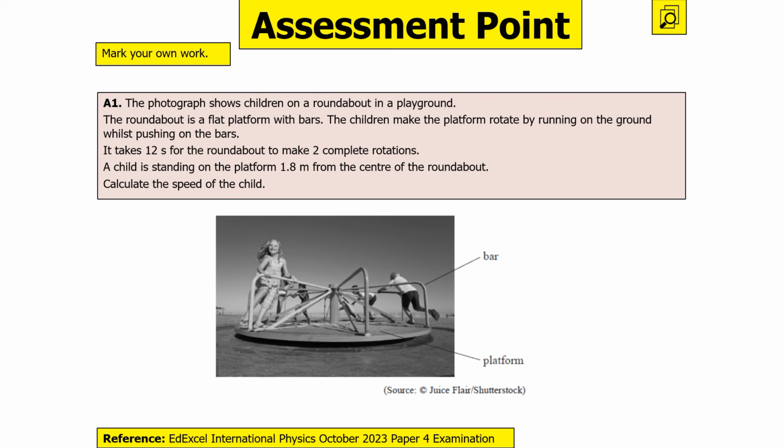Right, you're told enough information to work out the angular velocity, because we know angular velocity is 2π over T. So it's 2π over 6, because remember there's 12 seconds for 2 complete rotations, so 6 seconds for 1 complete rotation, so it's 1.05 radians per second. We know v equals ωr, so therefore it's 1.89 meters per second.